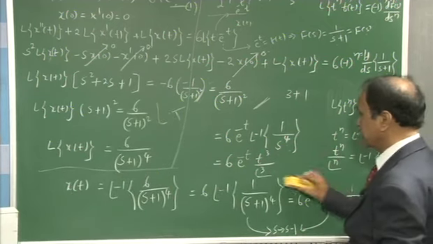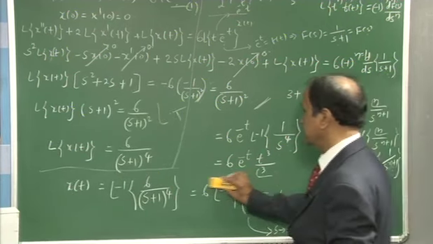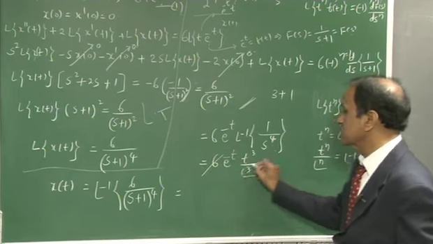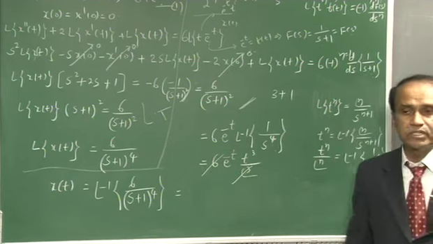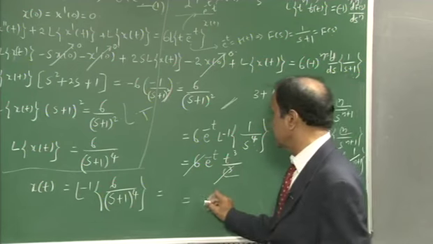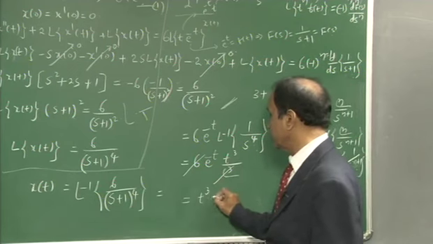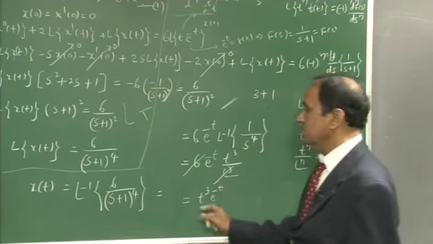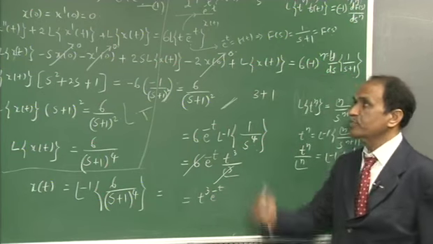3 factorial is 3 into 2. 3 into 2 means what? 6. That 6 is already there, which we can cancel without any hesitation. We can cancel this 3 factorial with 6, and finally you are getting t cube into e to the power minus t as the final answer for that particular problem.